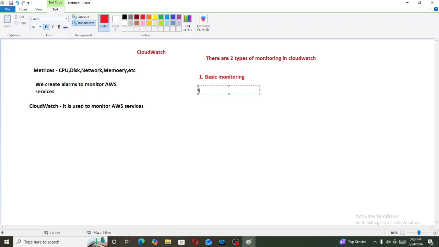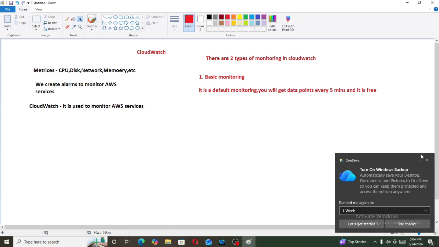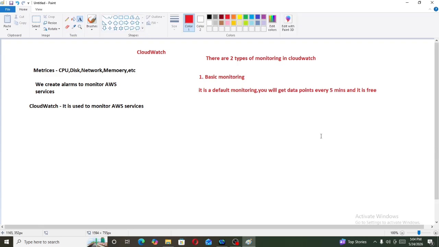What is basic monitoring? It is default monitoring. You will get data points every 5 minutes. And most important, it is free. So there are two types of monitoring in CloudWatch. First is basic monitoring, which is default monitoring. You will get data points every 5 minutes and it is free.